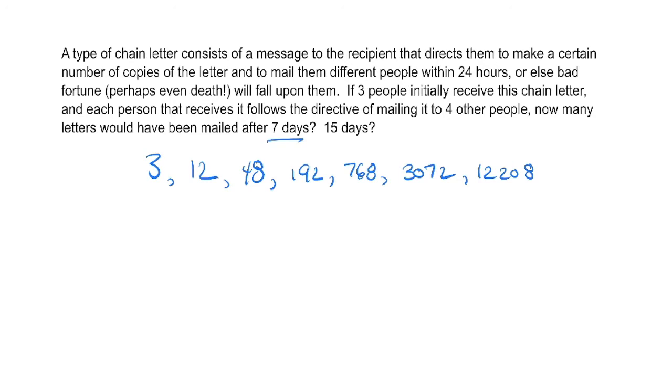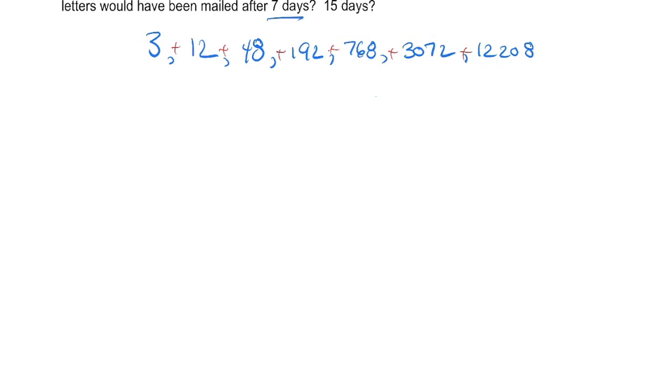So this is our geometric sequence. And what we want to do is add them all up to find out what's the total number of letters that got sent out. So really just going to add them all up. If you take out your calculator, the sum of these numbers is 16,383.